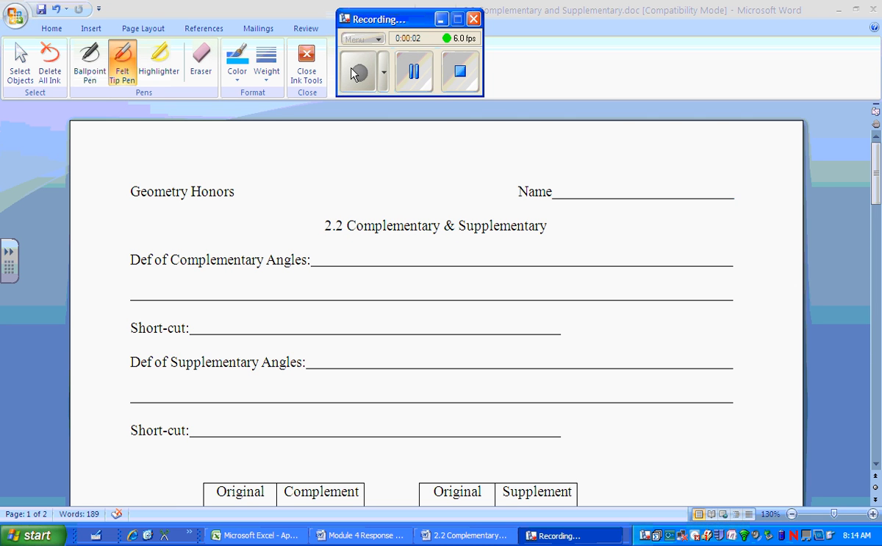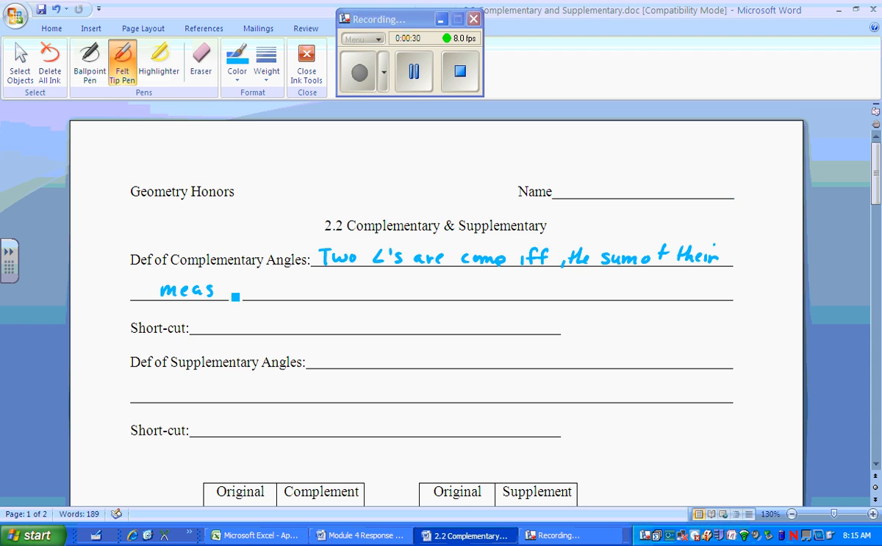Lesson 2.2 Complementary and Supplementary Angles. We're going to start by talking about the definition of complementary angles. Two angles are complementary if and only if the sum of their measures is 90. So you're only allowed to have two, not three, not four, only two. Two angles are complementary if and only if the sum of their measures is 90.